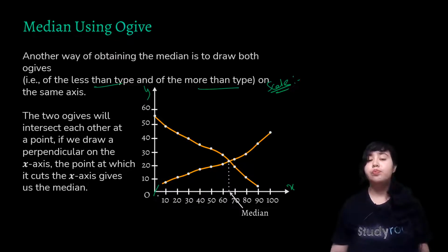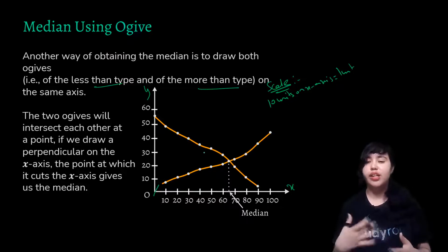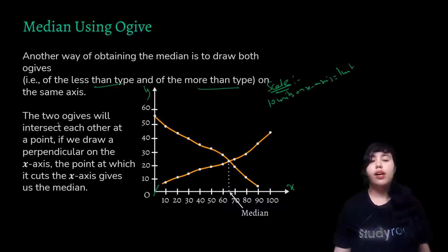So here we will be taking 10 units on the x-axis equal to 1 unit, and 10 units on the y-axis equal to 1 unit again. Okay, so here we make the two ogives. So clearly you can make out which is more than type and which is less than type.